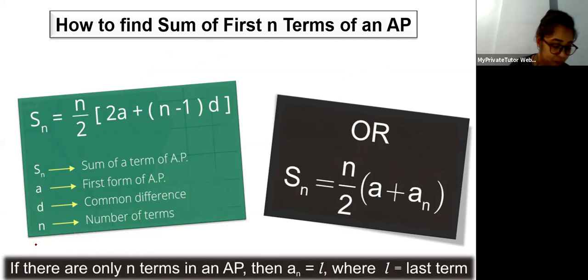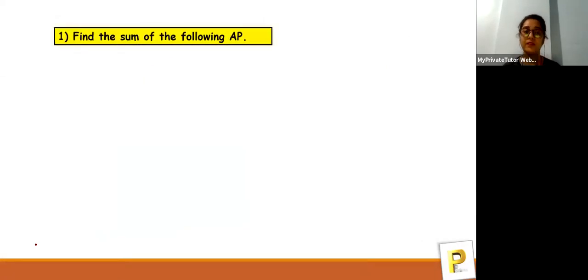Okay, so the next part that we have is to find the sum of the following AP. So the question they'll be asking us is: find the sum of the following AP. So what you have to do is add. Now you cannot keep adding the first term, second term, third term, fourth, fifth, sixth, seventh, eighth, ninth, 10. What if they ask you 100 numbers? You cannot keep adding all of them, and because of that we have this formula.